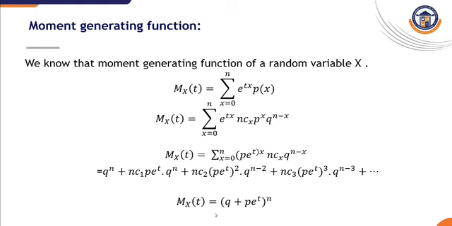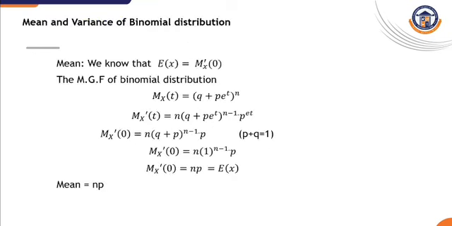We know that (q plus p e power t) on whole power n is the moment generating function of our binomial distribution. Applying this binomial distribution, we determine here the mean and variance. So we know that the mean is E of x, the moment at the origin value.